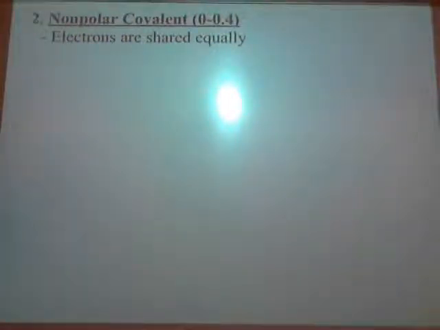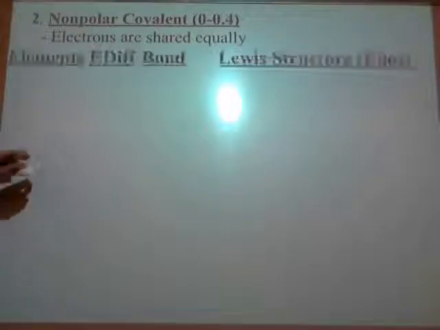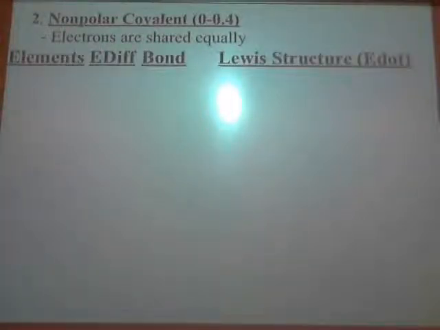Let's make the same chart for nonpolar ones, and you're going to see something interesting about some particular nonpolar ones, okay? Same chart. We'll start off with C and H.